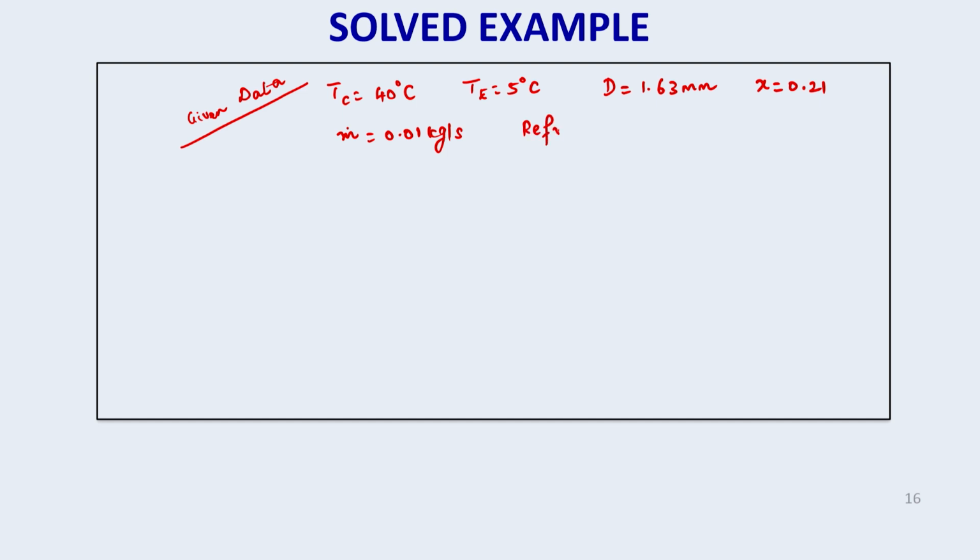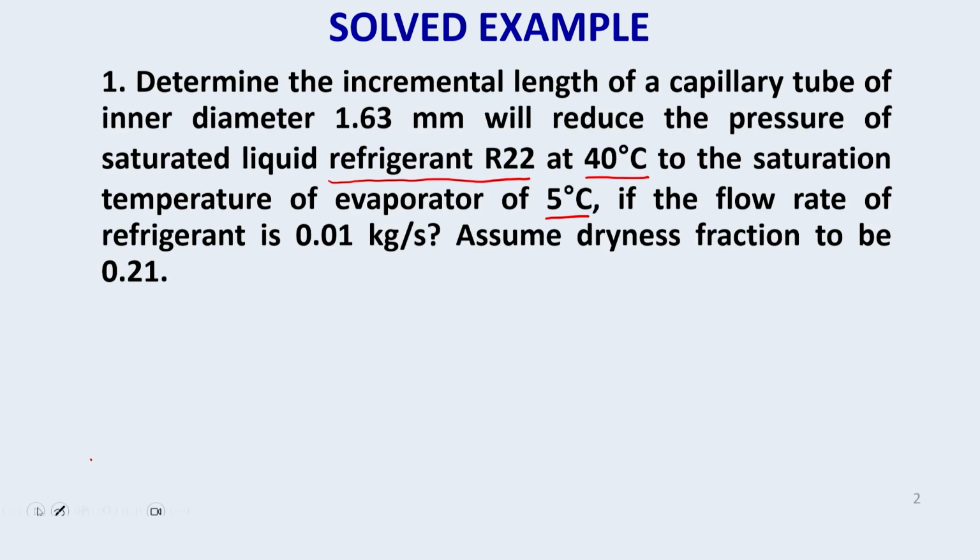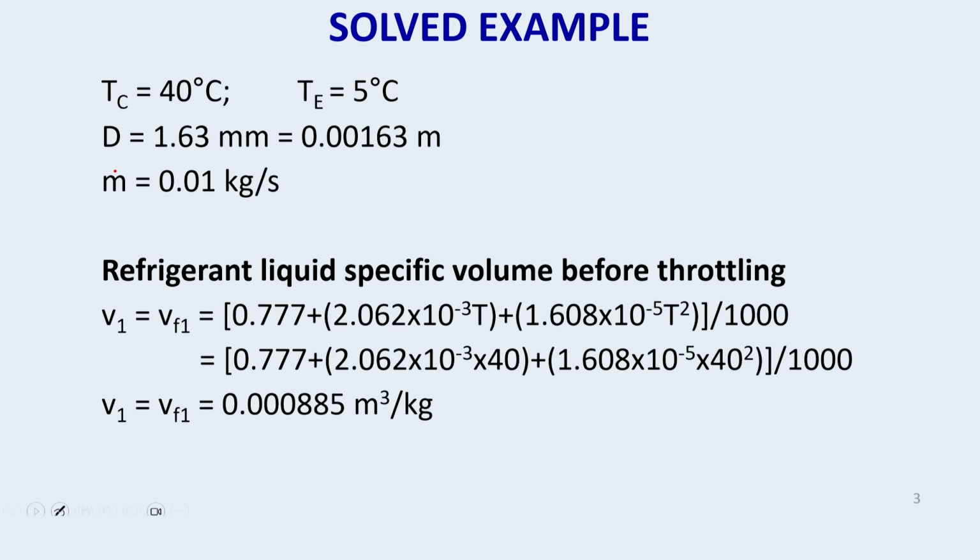Let me write it clearly. So, we have to find out the incremental length, that is delta L. First, we are going to find out the specific volume of the liquid refrigerant that is coming out of the condenser, that is before the expansion process or the throttling process. So, the refrigerant liquid specific volume before throttling.